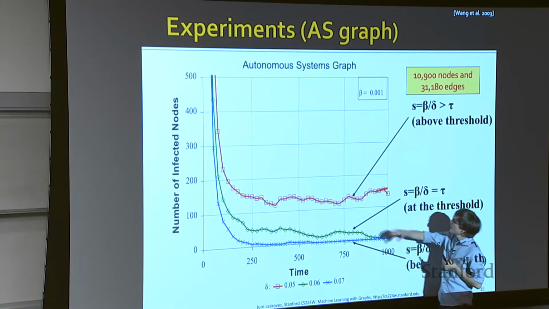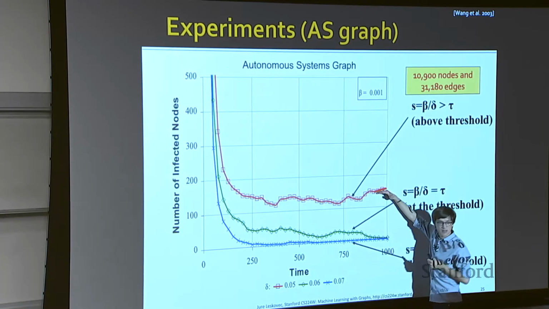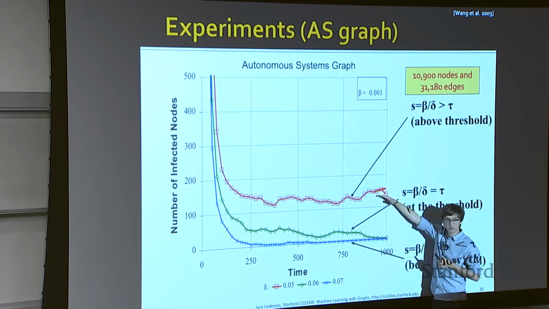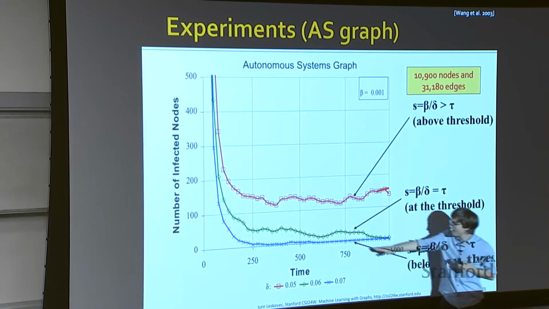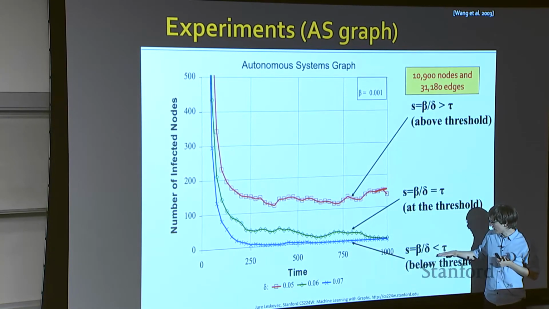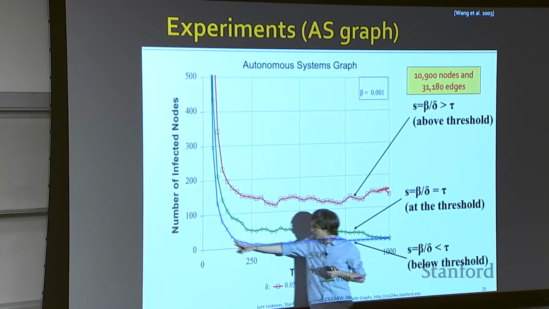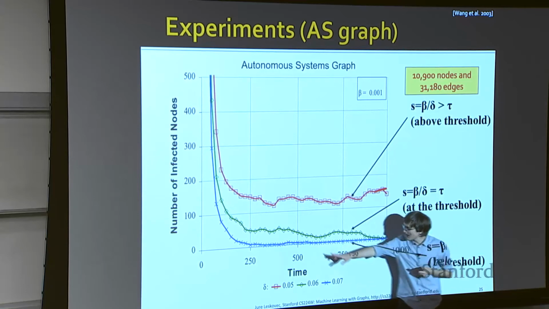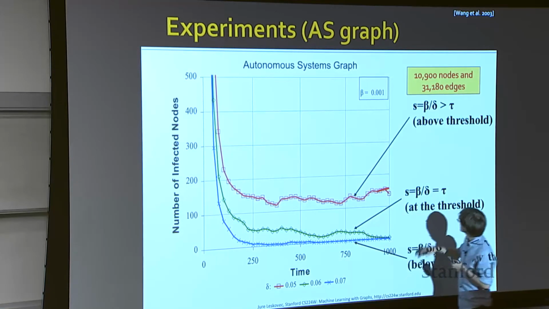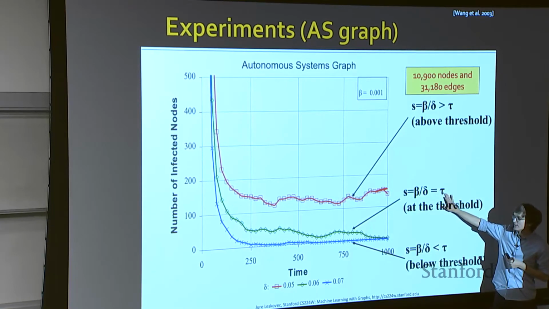And then here I show you values of beta over delta that have different relations to the threshold. So this is above the threshold. Here the virus survives indefinitely. The number of infected people does not go to 0. The blue line is beta over delta that's below the threshold, so this is now below 1 over the largest eigenvalue. You see how the number of infected people goes to 0 very quickly, and here it dies out. And then the green one is when beta over delta is right at the threshold.